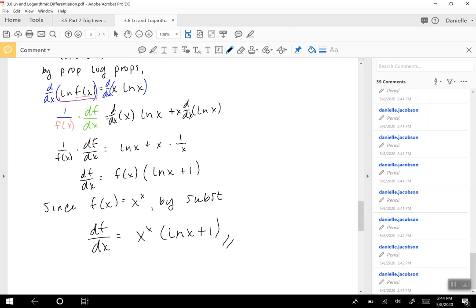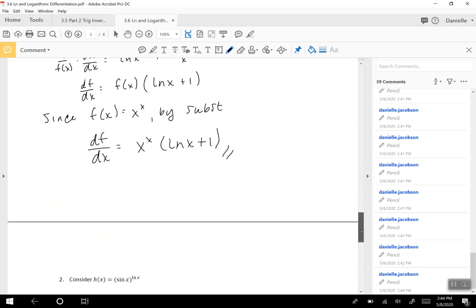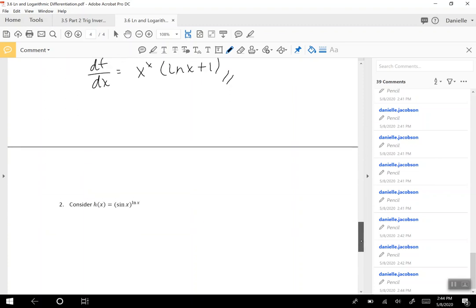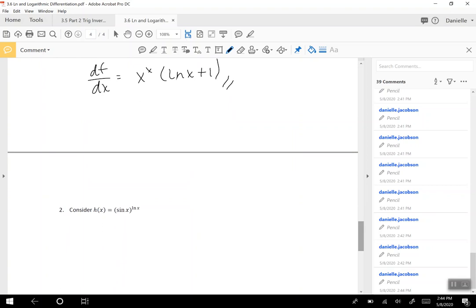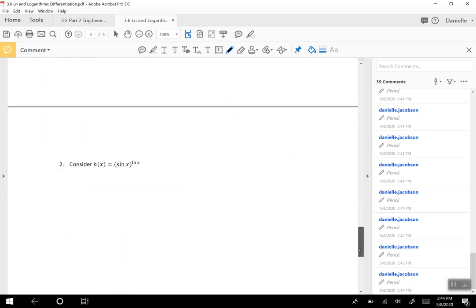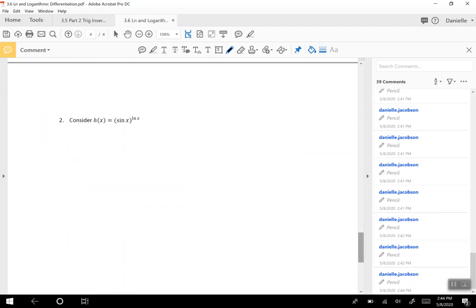All right, let's try another one. This one is a little bit more complex, but similar in reasoning and technique. Let's consider h of x is equivalent to sine of x raised to the natural log of x. Here, sine of x is in fact a function, and the natural log of x is also a function. I have a function raised to a function, which clues me in that I need to use logarithmic differentiation.